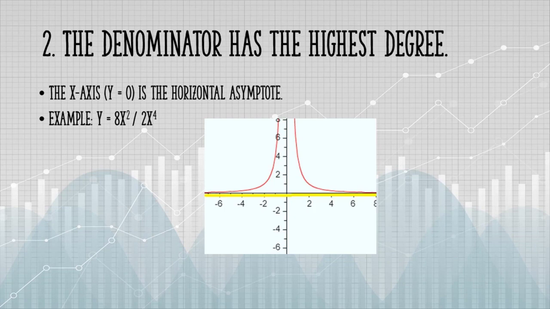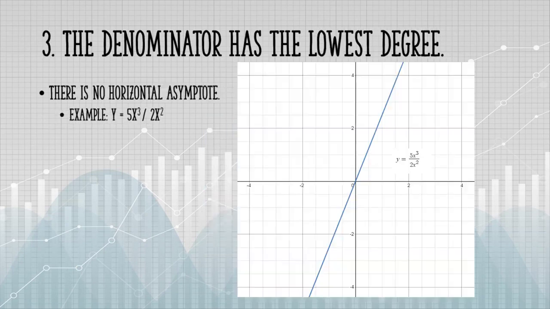Next, let's take a look at when the denominator has the highest degree. If the polynomial in the denominator has a higher degree than the numerator, the x-axis, that is y equals 0, is the horizontal asymptote. For example, this graph shows that the x-axis is a horizontal asymptote for 8x cubed divided by 2x to the 4th. Finally, let's take a look at what happens when the denominator has the lowest degree. If the polynomial in the denominator is a lower degree than the numerator, there is no horizontal asymptote.